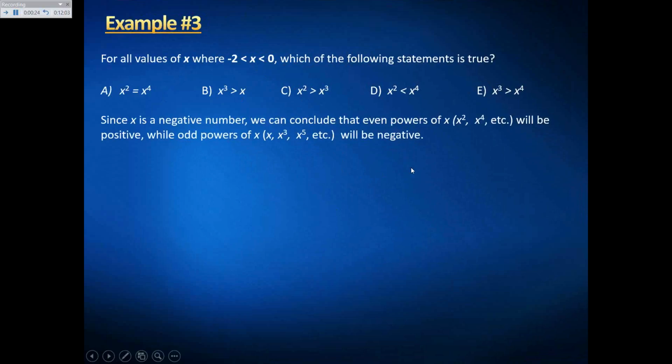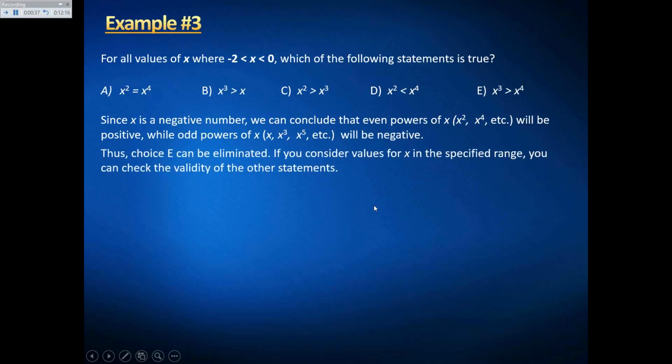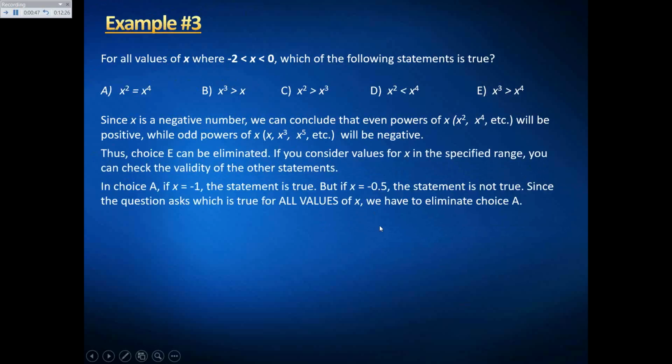And we can conclude that even powers of x, x squared, x to the 4th, etc. will be positive, and odd powers, x cubed, x to the 5th, will be negative. So we could immediately eliminate choice E. If you consider the values for x in the specified range, you can check the validity of the other statements.